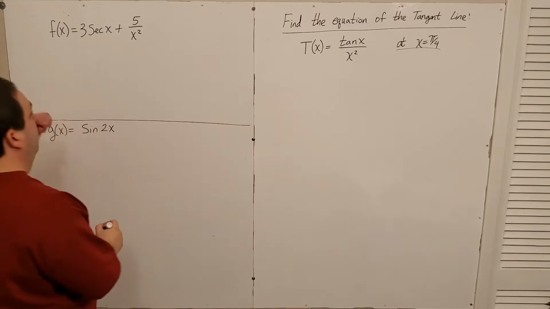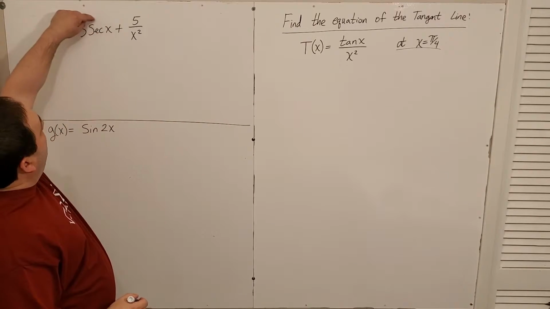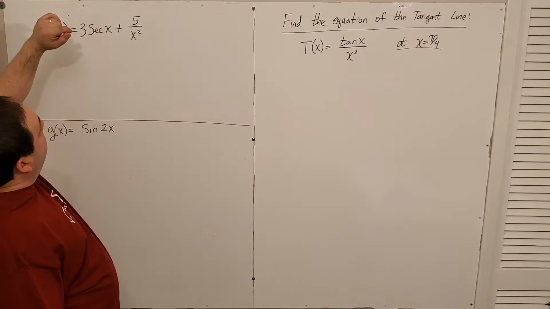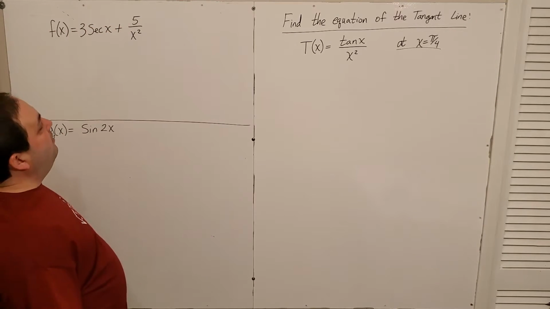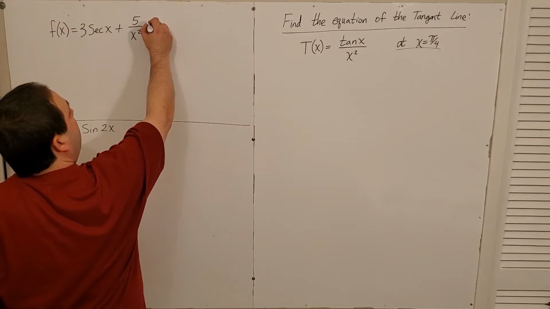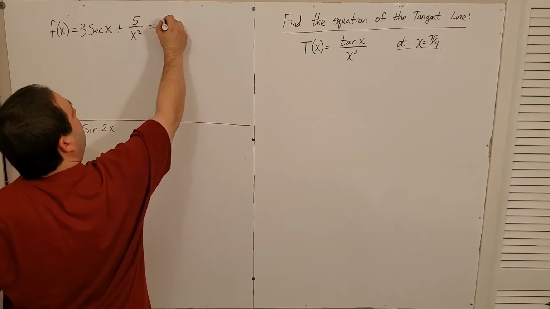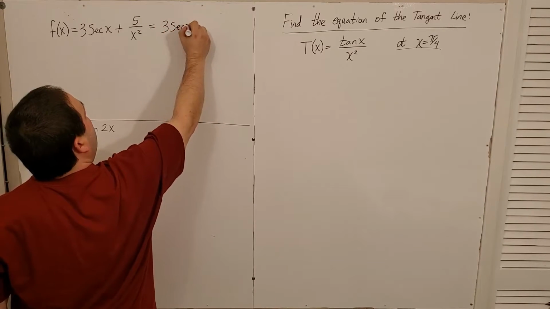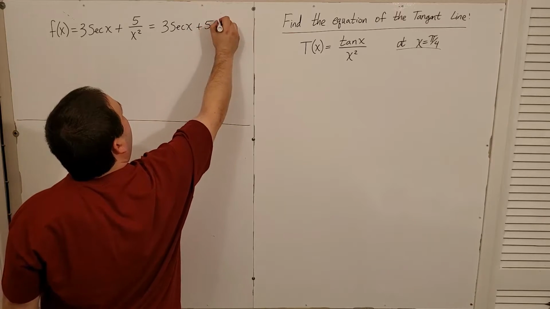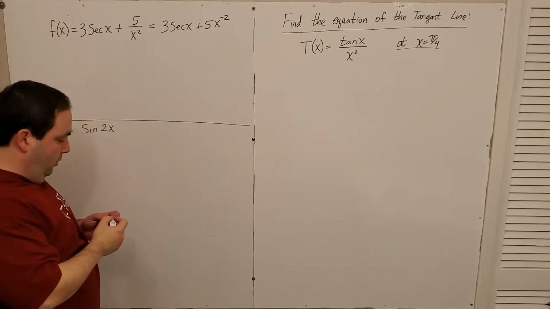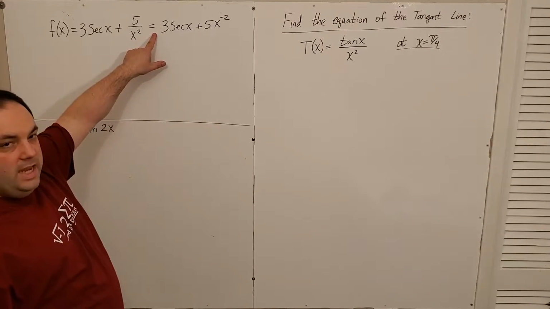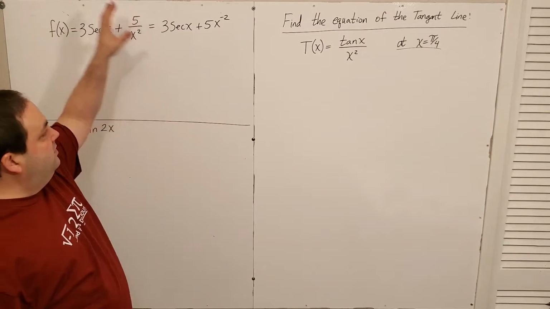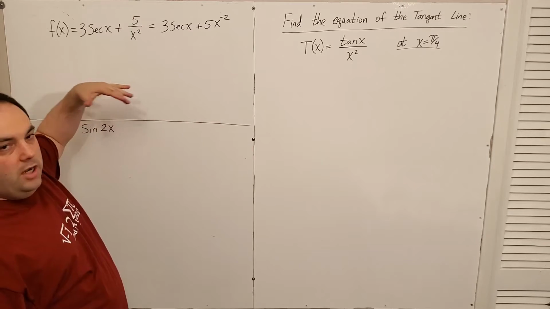So, remember, I've got a rule for secant x, no problem. But 5 over x squared, I need to rewrite first. So I'm going to have this equal to 3 secant x plus 5x to the negative 2 power. Don't forget, I haven't done any calculus yet, which is why I can still put the equals. Don't put equals if you've just taken a derivative. Those are not equal.